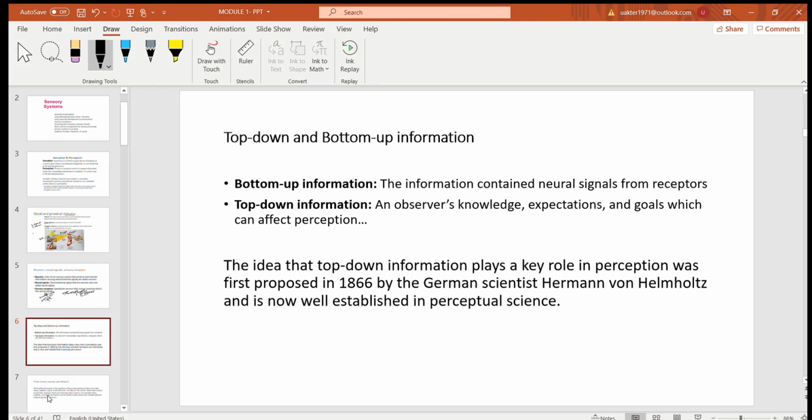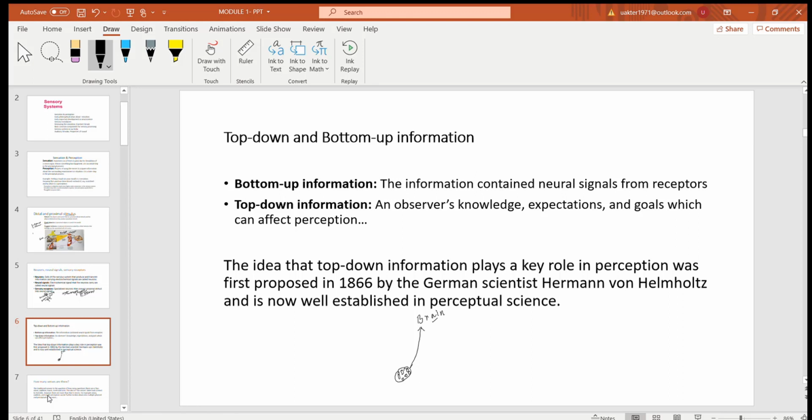In 1866, a German scientist, Hermann, first proposed the idea that two types of signals, or two pathways of signals, work to process a sensory stimulus. One is bottom up, which you already know from the receptors. For example, this is the retina of your eye, and these are the photoreceptors, right? They receive the light stimulus, and transduction occurs in the receptors, and from the receptors the signal is taken to the brain. You already know that. And this is bottom up, going upwards, ascending towards the brain, right?